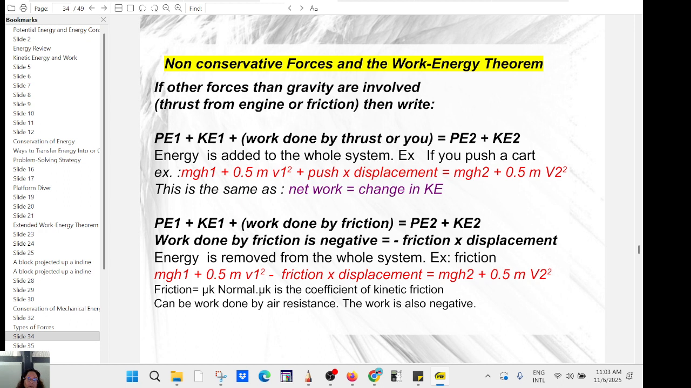Okay, so non-conservative force. If you have friction, you will go something like this. You have potential plus kinetic, take away the work done by friction, and then you have the final energy. If you put energy into the system, then you will say initial potential energy plus initial kinetic energy plus the work done on the system that you are transferring into the reservoir, and that will be equal to the final mechanical energy. Is that clear?